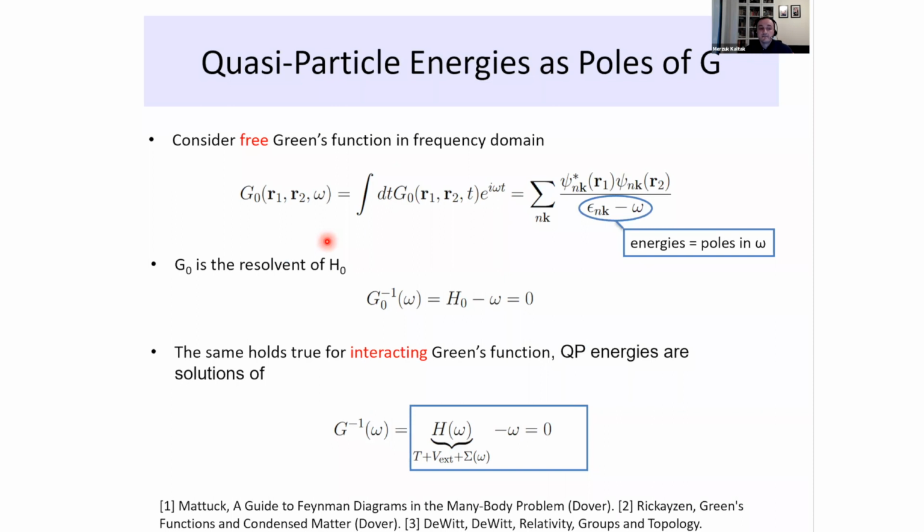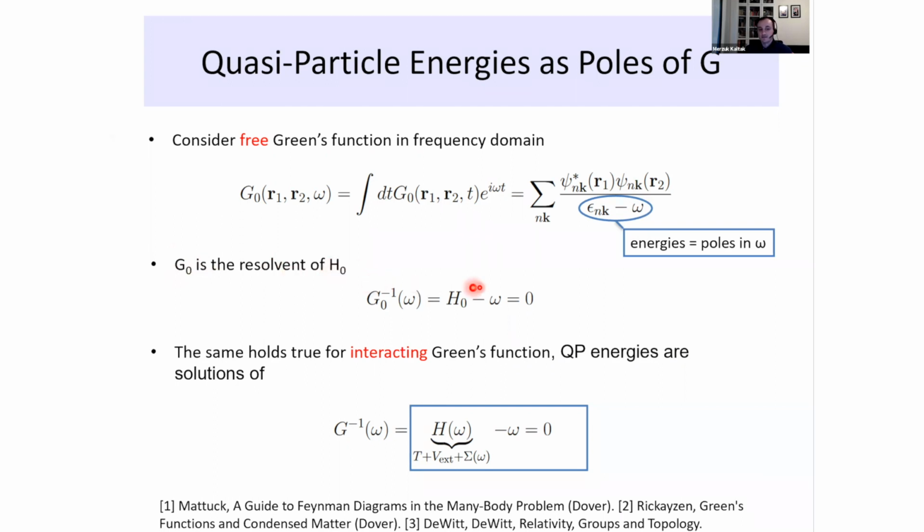For that purpose, let's consider the non-interacting Green's function in frequency domain first. So you perform a Fourier transform of the Green's function in time, and then you end up with an expression that looks like this here. Here, these orbitals are usually taken from the Kohn-Sham equation, and the energies are usually the corresponding energies. Now, the interesting part here is that these energies are nothing else than the poles of the Green's function. One also talks about G as being the resolvent of the Kohn-Sham Hamiltonian.